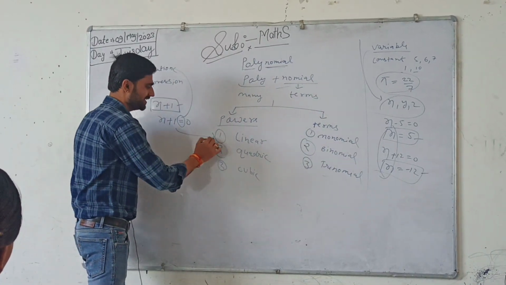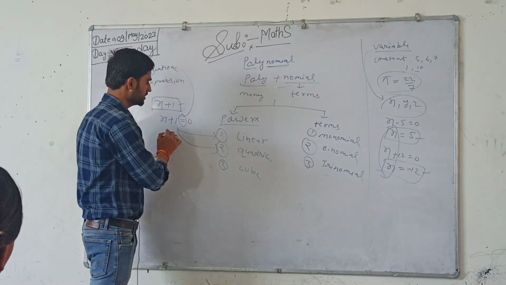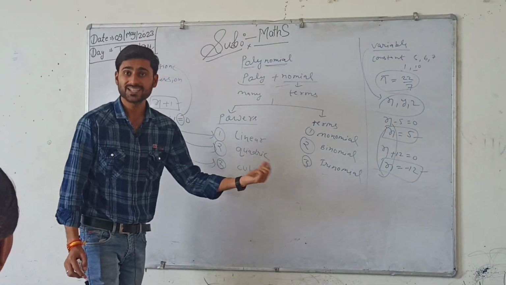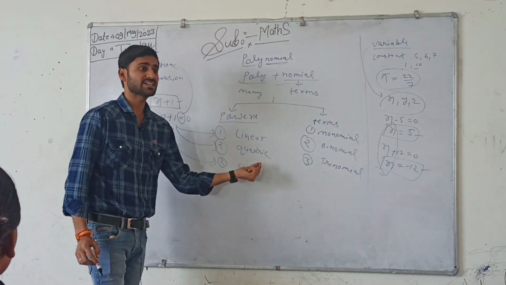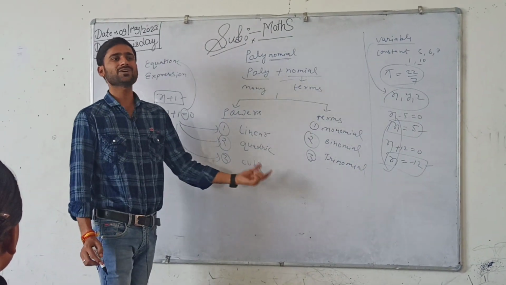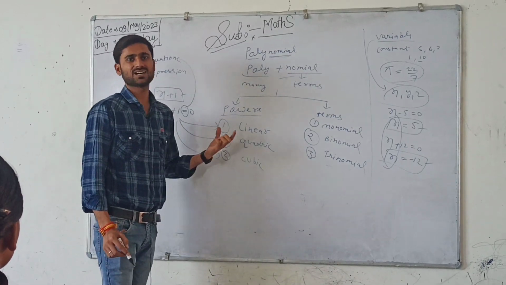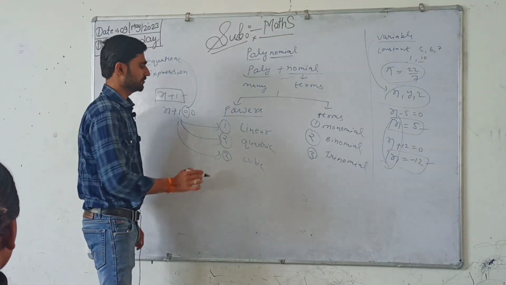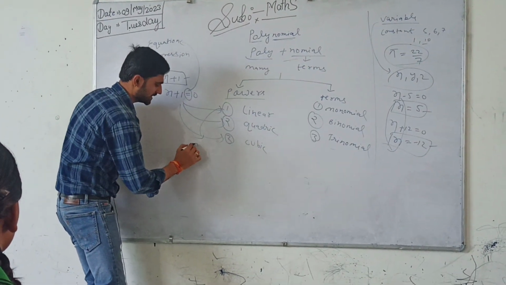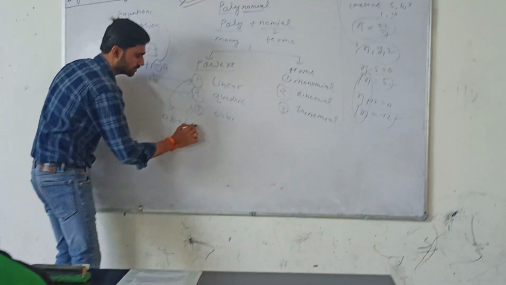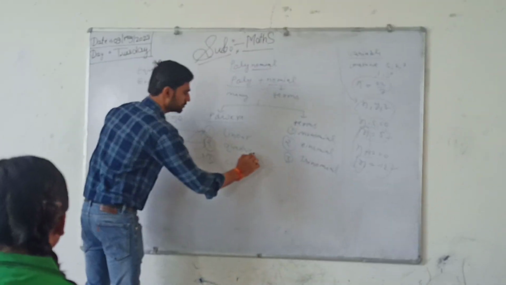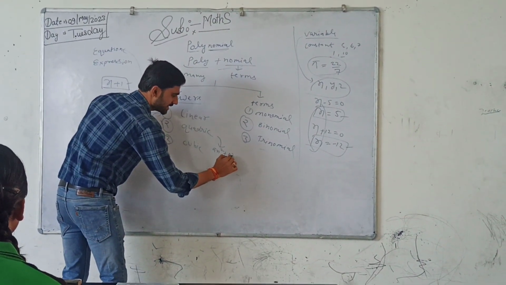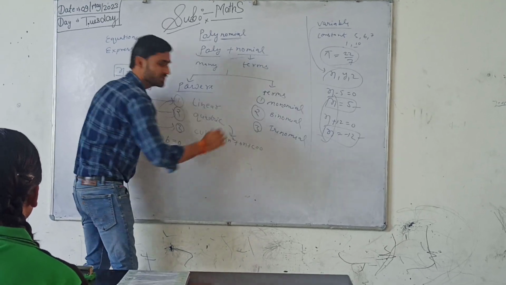Equation could be a linear equation, quadratic equation, cubic equation. Beta, the equation which has maximum power 1 is a linear equation. The equation which has maximum power of 2 is a quadratic equation. The equation which has the maximum power of 3 is called cubic equation. The linear equation is ax plus b is equal to 0. The quadratic equation is ax square plus bx plus c is equal to 0.